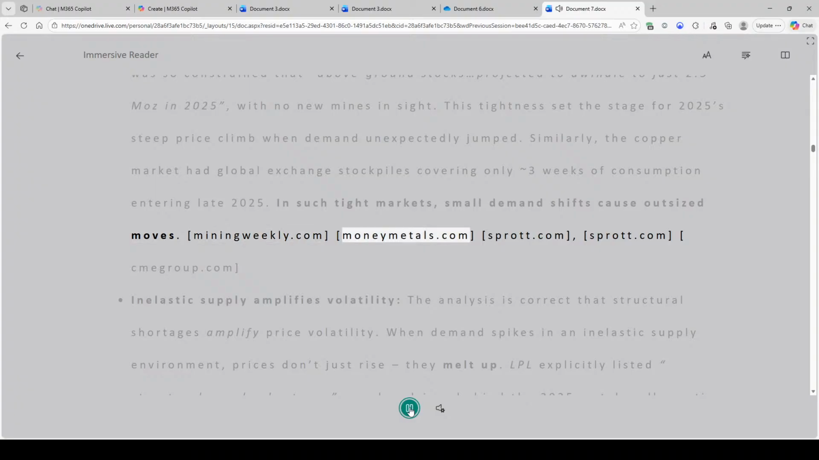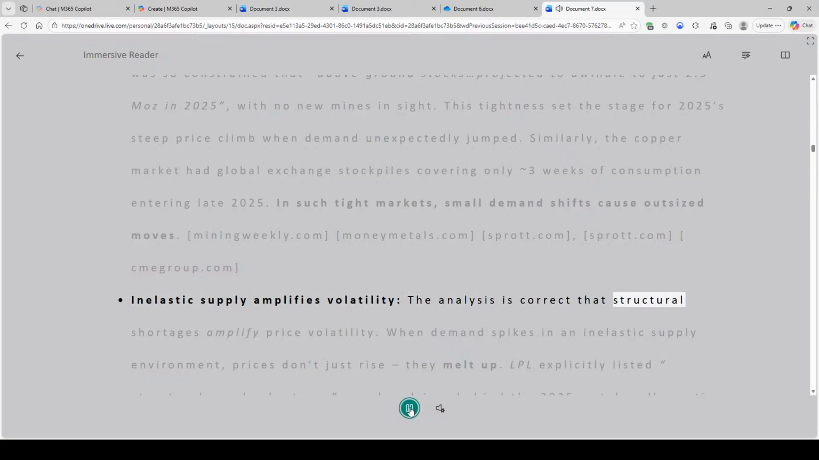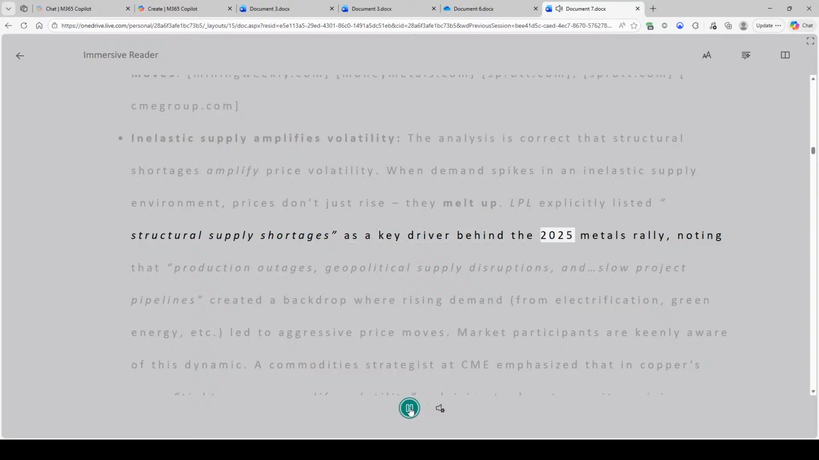Inelastic supply amplifies volatility. The analysis is correct that structural shortages amplify price volatility. When demand spikes in an inelastic supply environment, prices don't just rise, they melt up. LPL explicitly listed structural supply shortages as a key driver behind the 2025 metals rally, noting that production outages, geopolitical supply disruptions, and slow project pipelines created a backdrop where rising demand, from electrification, green energy, etc., led to aggressive price moves. Market participants are keenly aware of this dynamic.